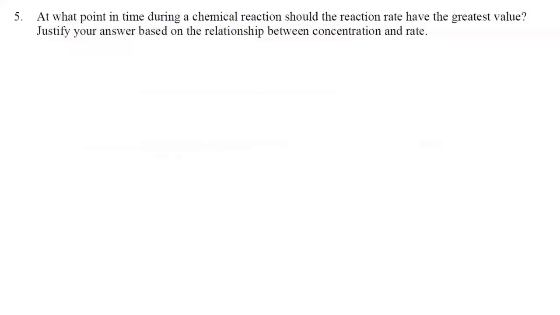Question 5. At what point in time during a chemical reaction should the reaction rate have the greatest value? Justify your answer based on the relationship between concentration and rate. So we already know that a higher concentration of reactants should lead to a faster reaction rate. So answering this question, number 5, you're thinking about the following. At what point in time would the concentration of the reactants be at their highest value? And the answer is at the very beginning of the reaction.